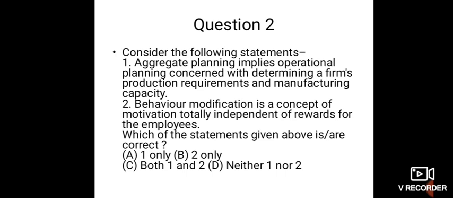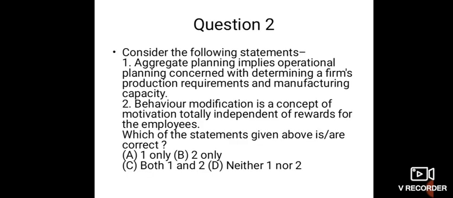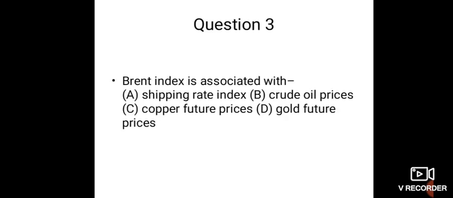Okay, we'll take up the answer now. That is, both statements 1 and 2 are true. That is option C. Aggregate planning implies operational planning, yes, of course, it will be needed. And behavior modification is a concept of motivation. Yes, of course. Based on how we give motivation to the employees, their organizational behavior will change, fluctuate or remain the same. So both 1 and 2 are correct statements. So we'll go with the third question now.